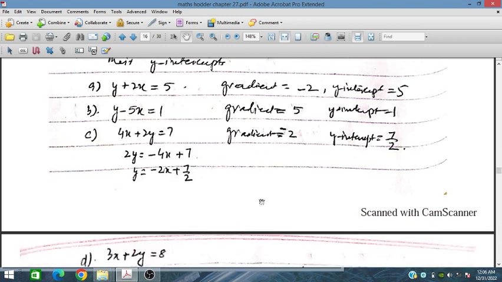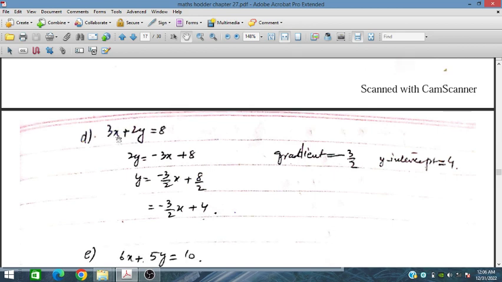Similarly for this, 3x + 2y = 8. So 2y is here, 3x will shift to the other side, and then we divide by 2. So this is y = -3/2 x + 8/2, that is 4. So -3/2 is the gradient and the y-intercept is 4.